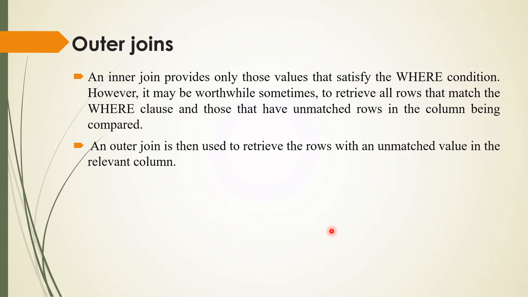And in outer join, sometimes it is worthwhile to retrieve all rows that match the where clause and those that have unmatched rows in the column being compared. So it will give the unmatched rows also, and outer join is then used to retrieve the rows with an unmatched value in the relevant column. So in outer join we can get unmatched rows also.